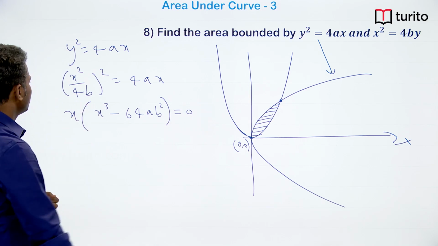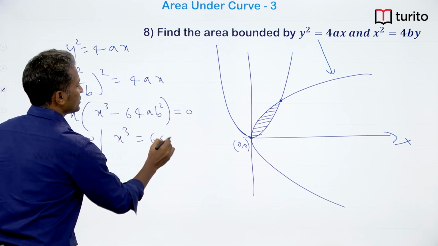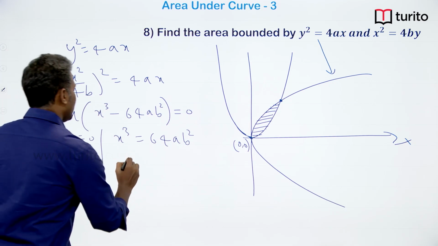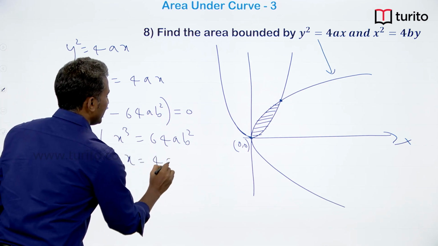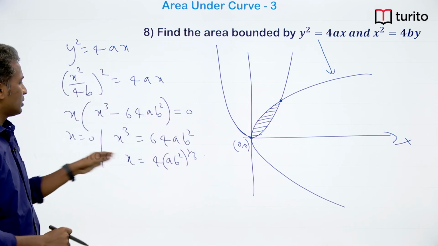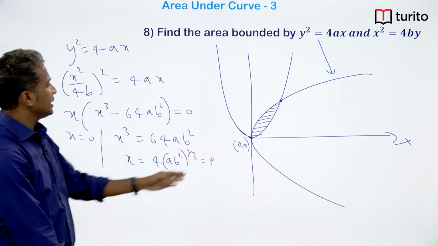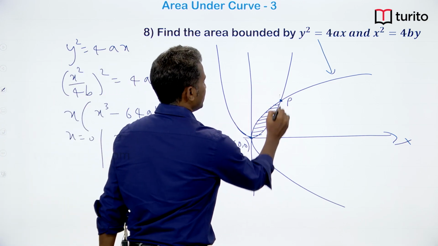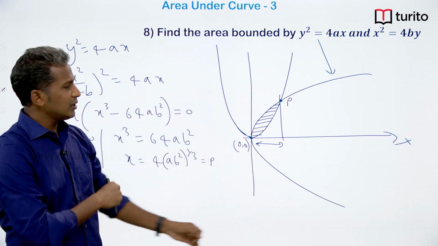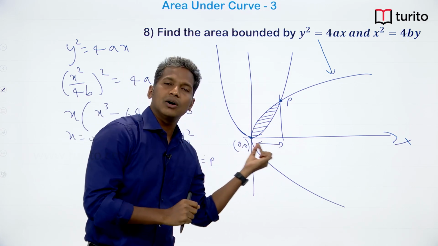So, there are two roots here. One is x equal to 0, the other is x cube must be equal to 64ab square. Now, from here if I solve for x, I will get x as (64ab square) whole raised to 1 by 3, that is 4 into (ab square) whole raised to 1 by 3. Okay. So, we got the limits. Let me just name this limit as p and I am going to integrate this from 0 to p. Okay. So, the limits are basically 0 and p. Remember that whenever we integrate, limits vary on x axis only, dx is varying only on x axis.